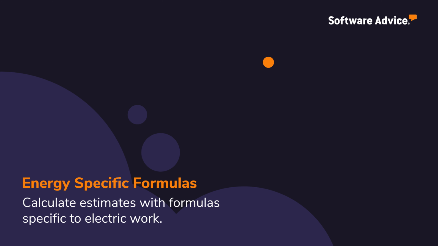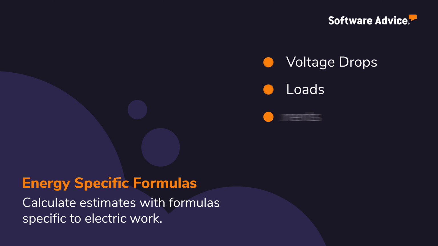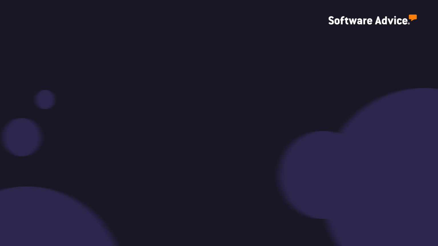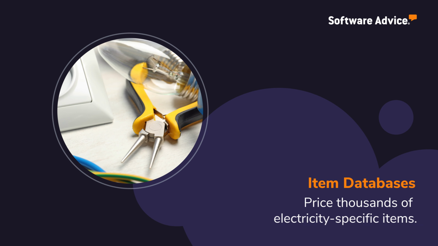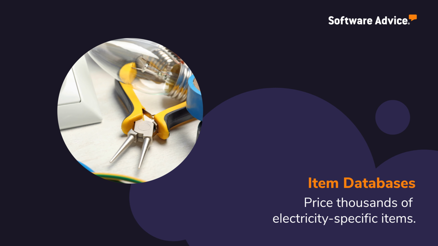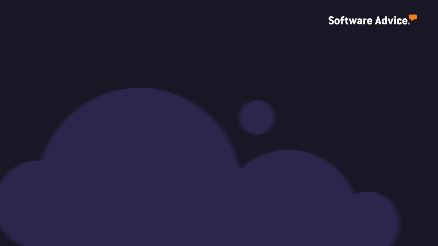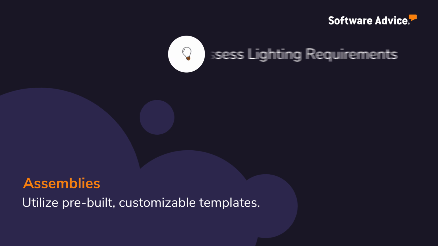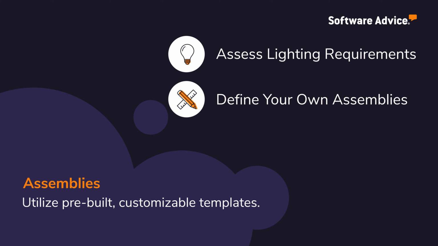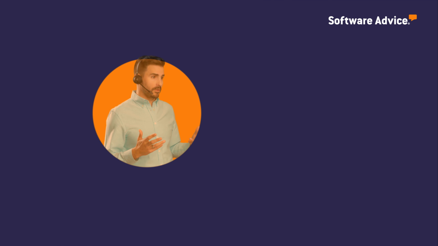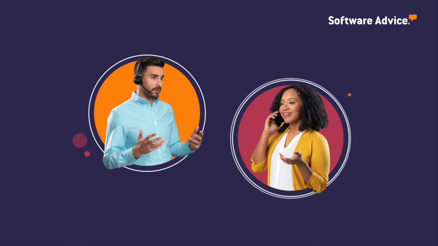Energy-specific formulas calculate voltage drops, loads, fault currents, wireway counts, and National Electric Code tables. Item databases with symbol recognition automatically match electric work plan symbols to price thousands of items across numerous distributors. Assemblies utilize thousands of pre-built, customizable templates to assess lighting requirements and define modified construction, saving estimators a lot of time.